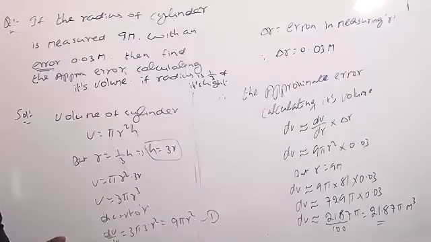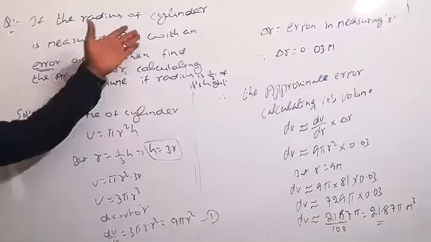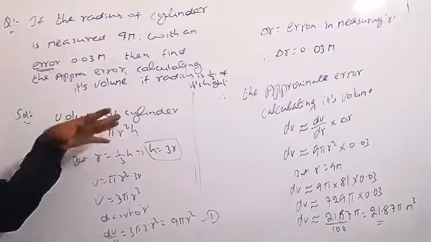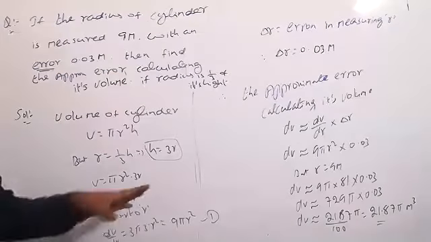One-third pi r square h. If they give a cone also, you can do the same procedure. But in cone and cylinder problems in examination, the relation between the radius and the height of the cone and cylinder is compulsory.